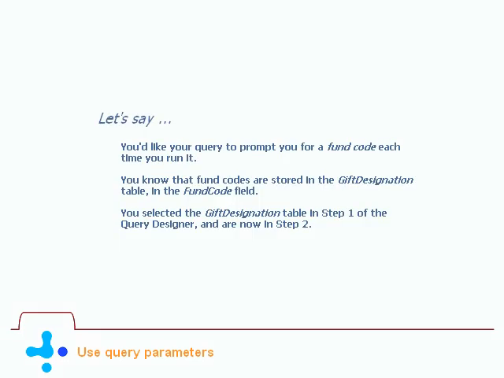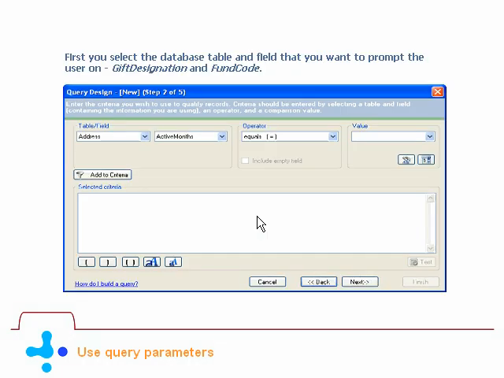Let's say you'd like your query to prompt you for a fund code each time you run it. You know that fund codes are stored in the gift designation table in the fund code field. And you selected the gift designation table in Step 1 of the Query Designer and are now in Step 2. First, you select the database table and field that you want to prompt the user on, gift designation and fund code.